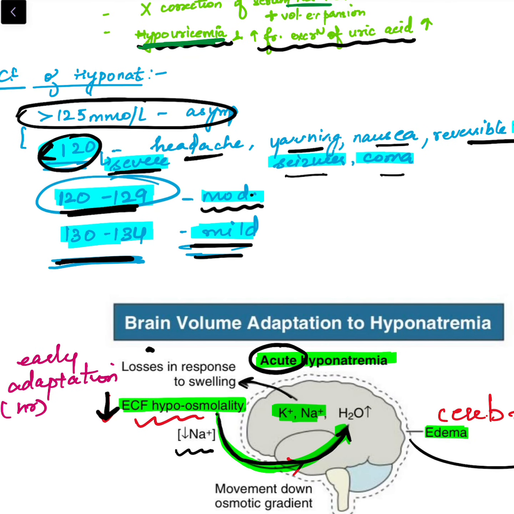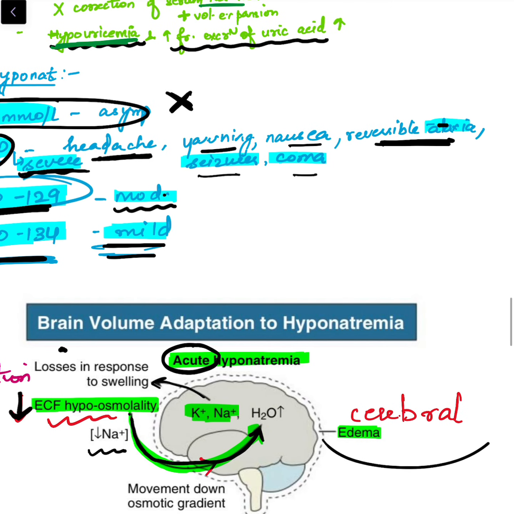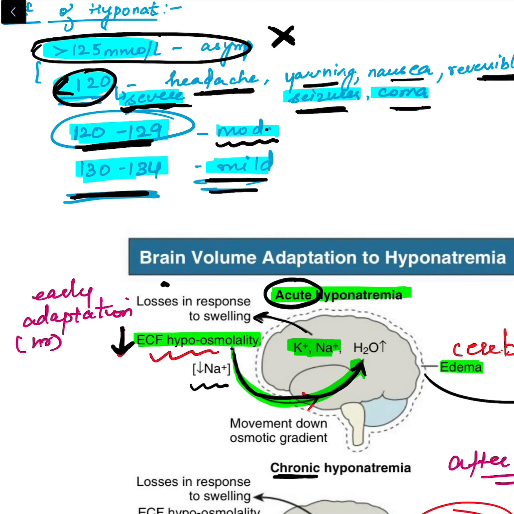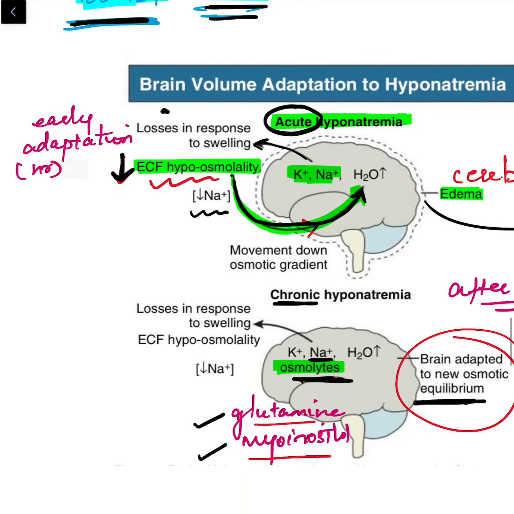Clinical features of hyponatremia. Generally, if sodium is more than 125, there will be no symptoms and the patient will be asymptomatic. Less than 120, symptoms generally come, and that patient is considered to have severe hyponatremia. The symptoms can be headache, yawning, nausea, reversible ataxia, seizures, coma. From 120 to 129, it's moderate hyponatremia, and from 130 to 134, it's mild hyponatremia.